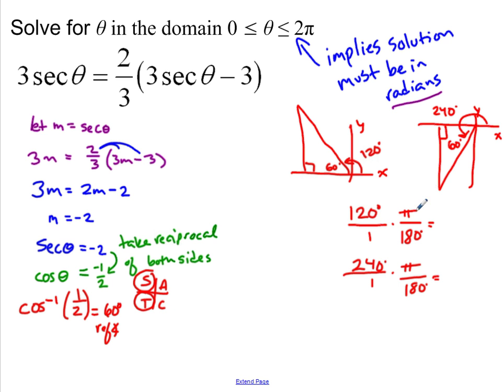Okay, so hopefully you did the math there, and when you divide out this one, it looks like 2/3 pi, so 2 pi over 3 in here, divide both by 60, you end up with 4 pi over 3. So the two solutions to theta within that domain are 2 pi over 3 and 4 pi over 3.